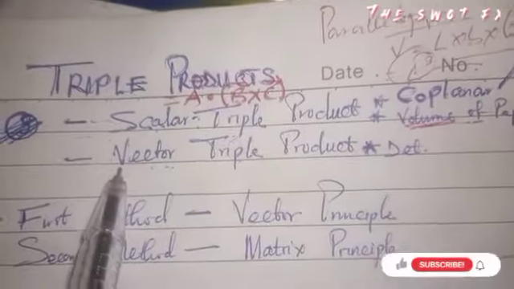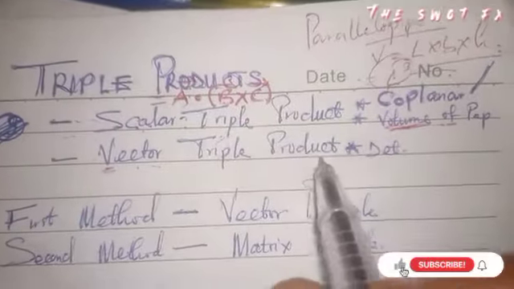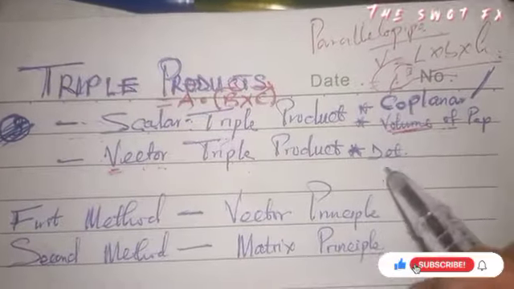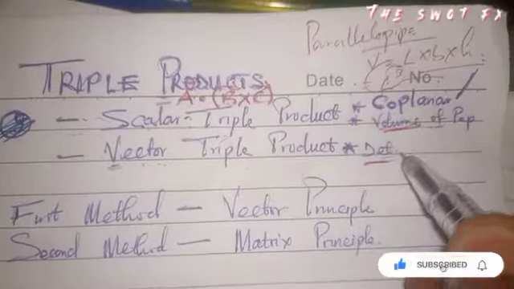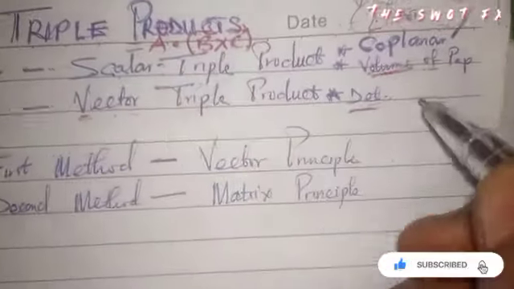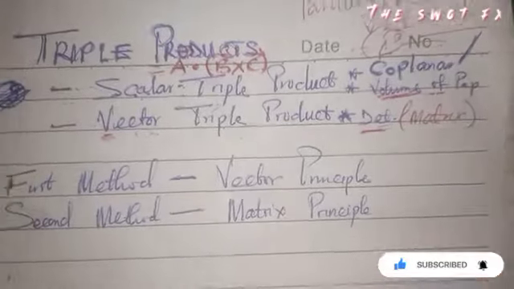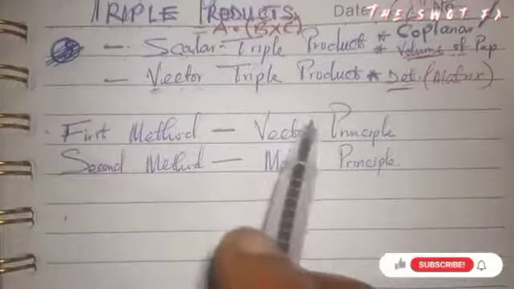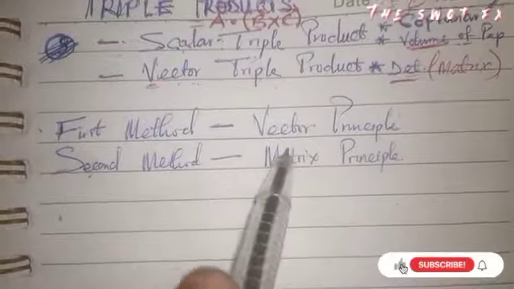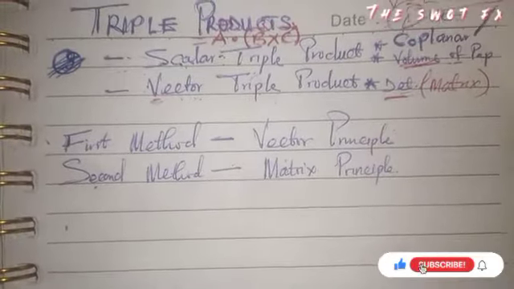Now when we are moving to vector triple product, it is actually used to check determinants of vectors, just determinants, and this is done using the principle of matrix. Like I said the other time, the first method is the vector principle, and the second method is the matrix principle. Now let's go to the first question.